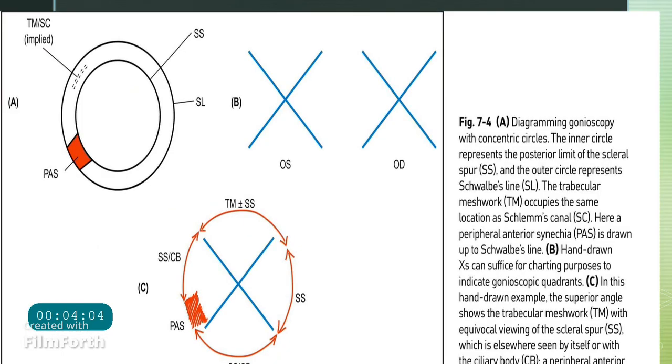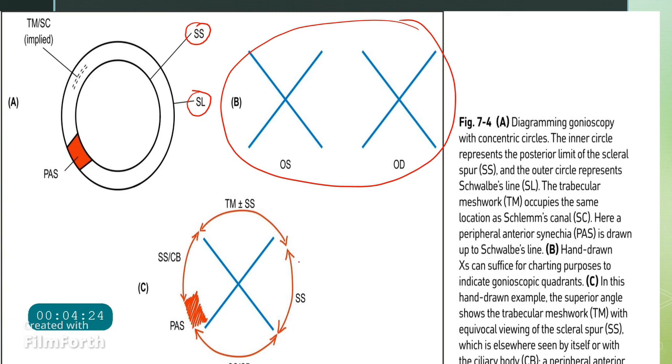This is the picture taken from Becker-Shaffer's textbook. Here also you can see they have used a simplified diagram: the inner circle representing the scleral spur, the outside the Schwalbe's line, and in between the trabecular meshwork. The peripheral anterior synechiae is drawn like this. The same way you can use this cross diagram, represent the structures that you see, and represent the peripheral anterior synechiae like this. So this was about the grading and the diagrammatic representation of the gonioscopy structures.